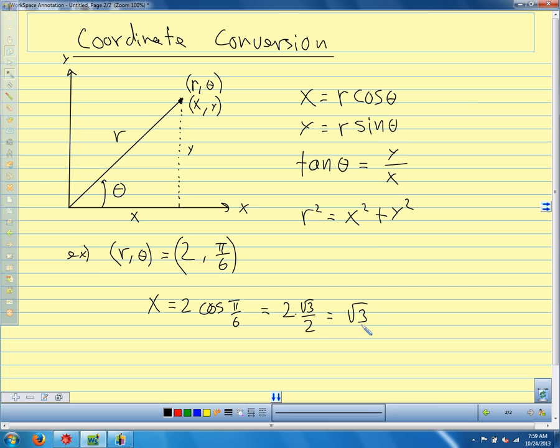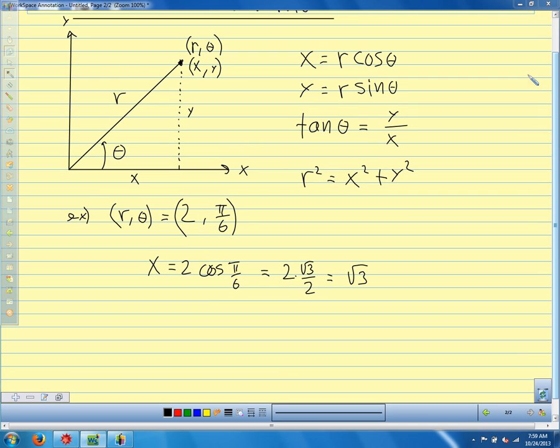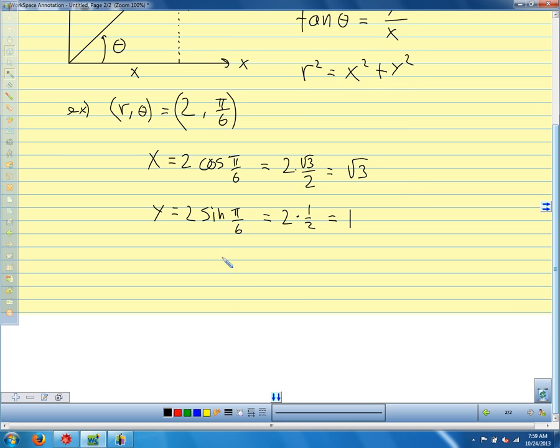So the other thing that comes up with polar coordinates often is unit circle stuff. So we get to remember all of that stuff. And y equals, that's everybody saying hooray, right? y equals 2 sine pi over 6, which is 2 times 1/2, which is 1. So my point (x, y) is (square root 3, 1). Well, it's nice and easy to go that way.